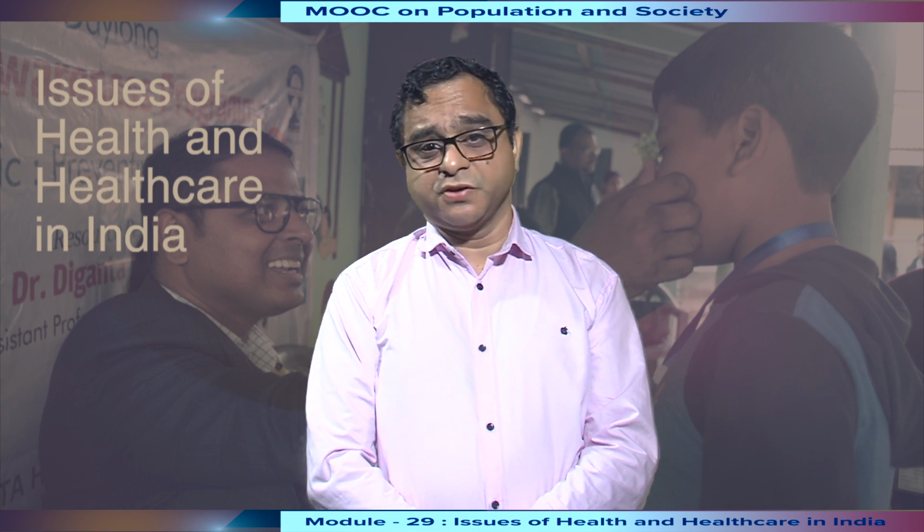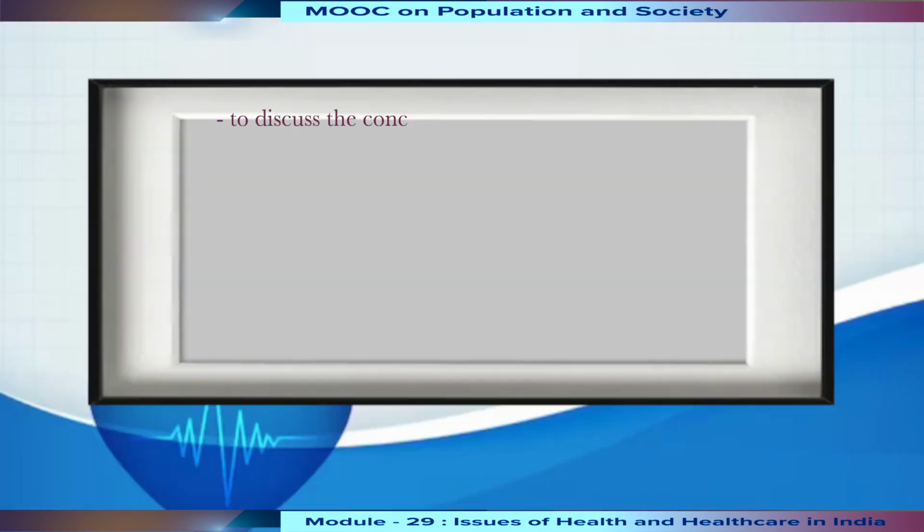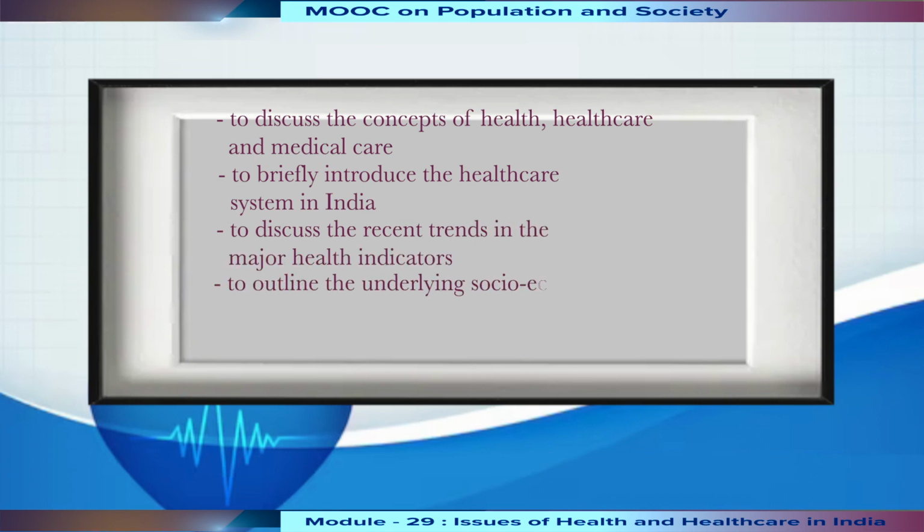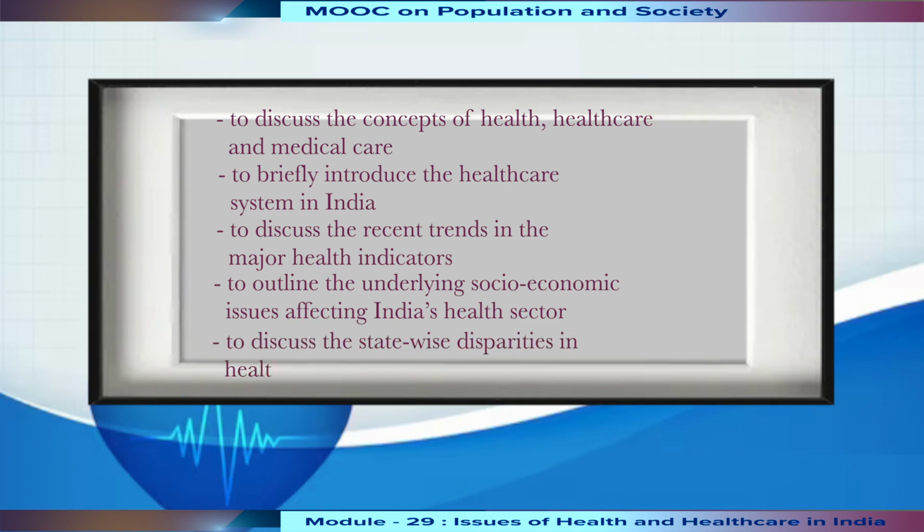Dear learners, the basic objectives set in this module are to discuss the concepts of health and healthcare, to briefly introduce the healthcare system in India, to discuss the recent trends in the major health indicators, to outline the underlying socio-economic issues affecting India's health sector, and finally, to discuss the state-wise disparities in health indicators in India.